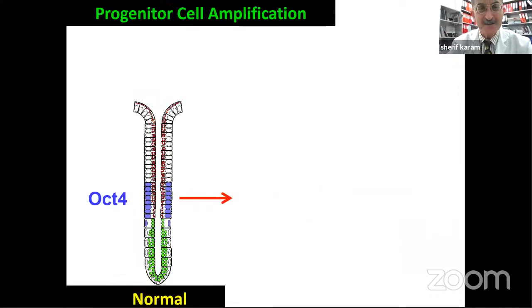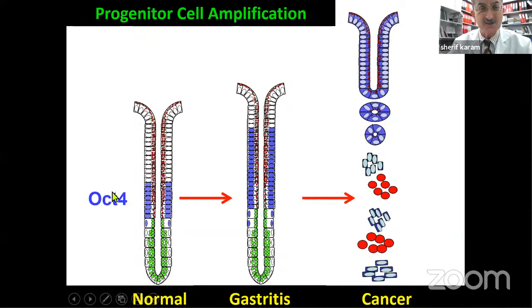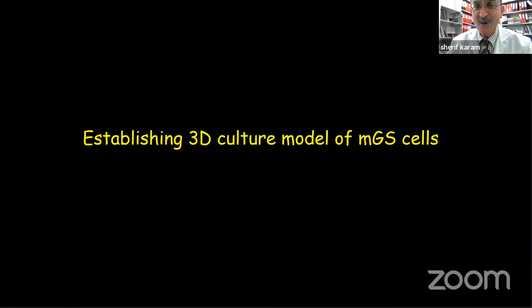And this is a working model showing how OCT4 changes from normal to gastritis and finally to cancer. There is a gradual amplification of these OCT4 positive cells, which supports the idea of stem cell origin of cancer.